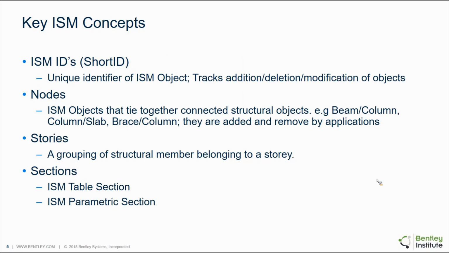Okay, then, next we have nodes. Nodes are slightly different to what we're accustomed to when dealing with finite element analysis programs. So it's not finite element analysis nodes. In ISM, nodes are objects that tie together connected structural objects. So that's your beam-column, column-slab, brace-column, etc. And then they're added and removed by analysis applications as they see fit. Each analysis application usually has an add node or remove node tolerance setting as well.